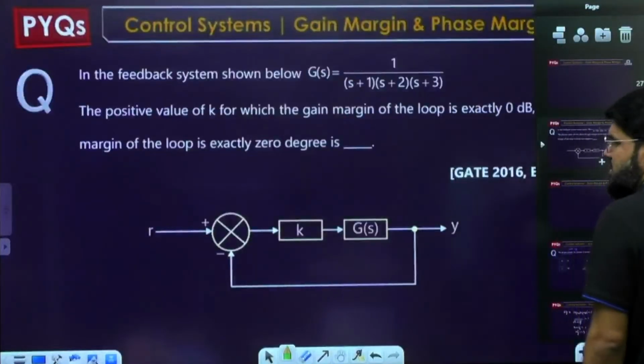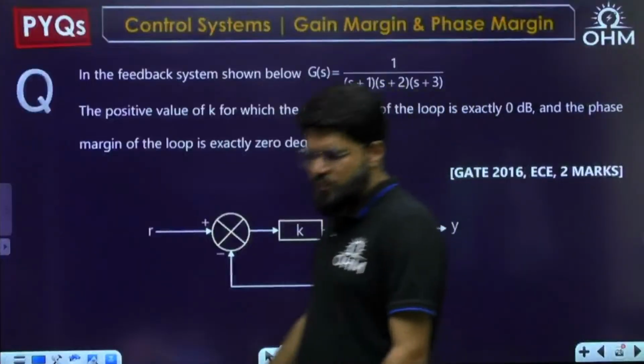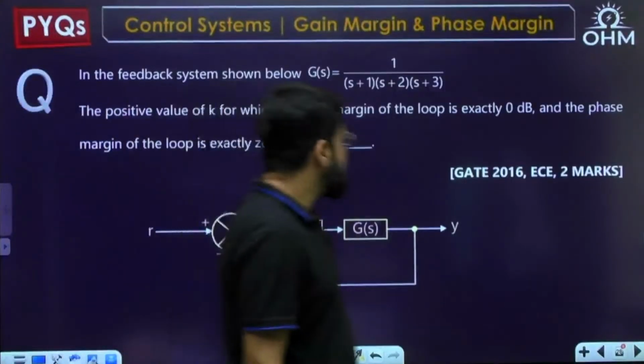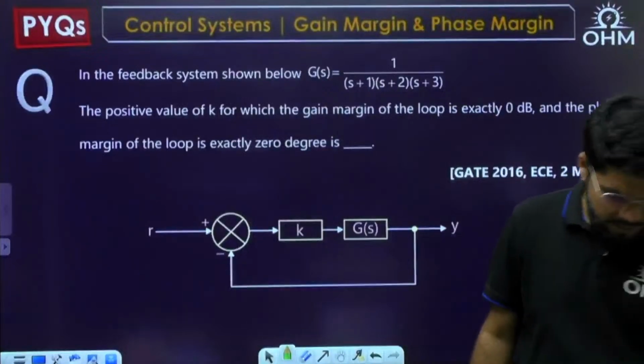Have a look into this question. In the feedback system shown below, G(s) equals 1 upon (s+1)(s+2)(s+3). What is the positive value of K for which the gain margin of the loop is exactly 0 dB and the phase margin of the loop is exactly 0 degree?